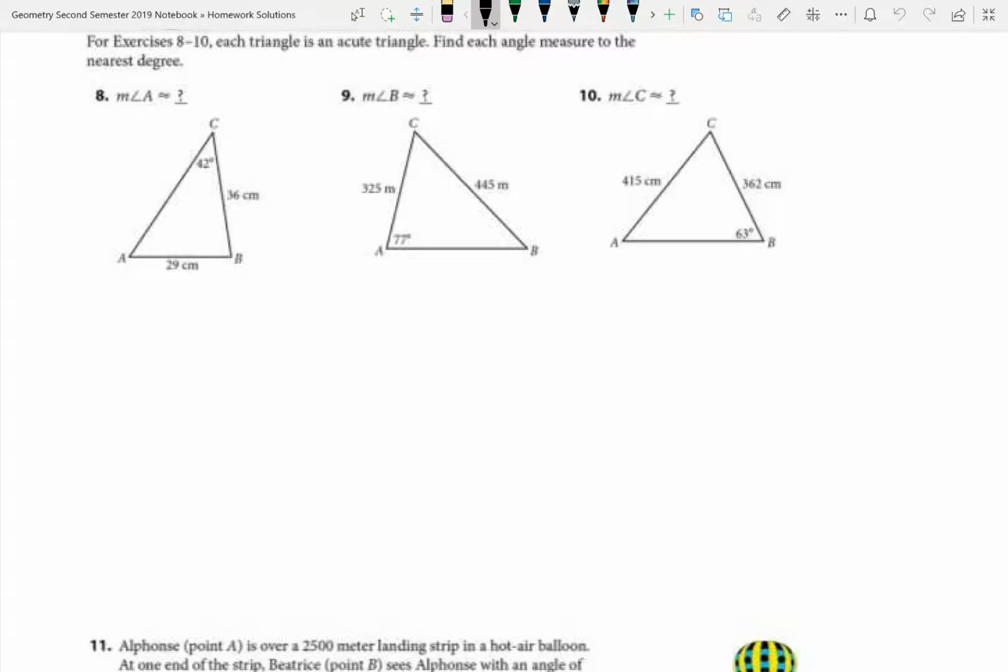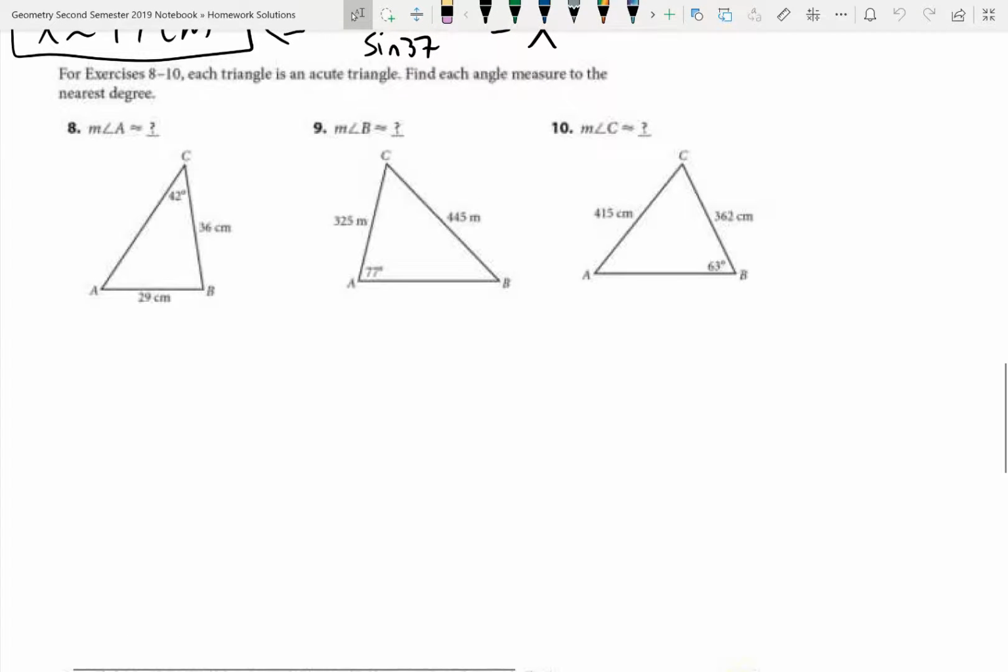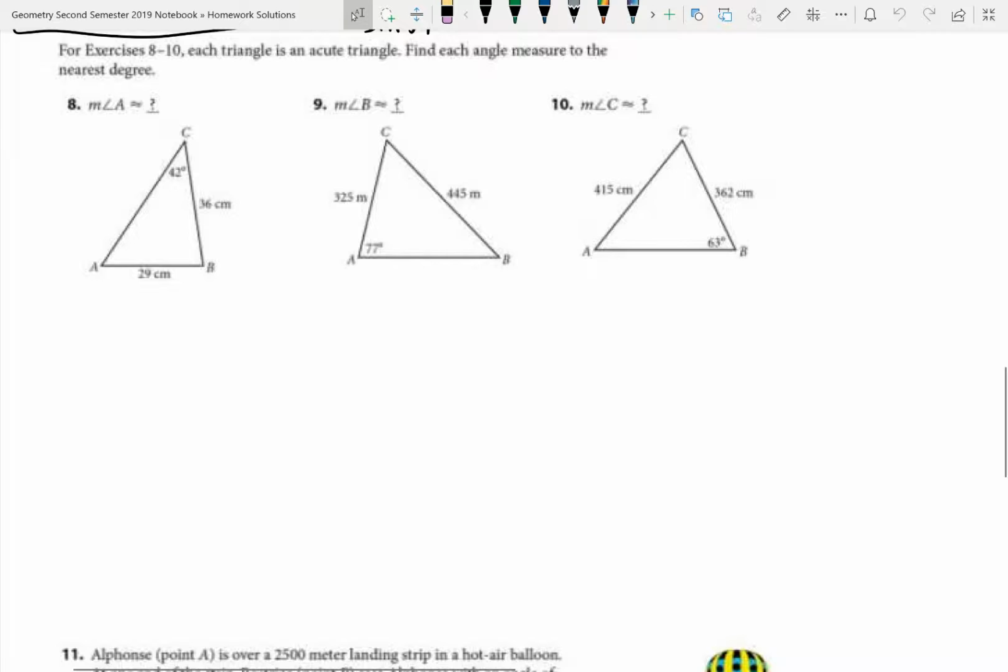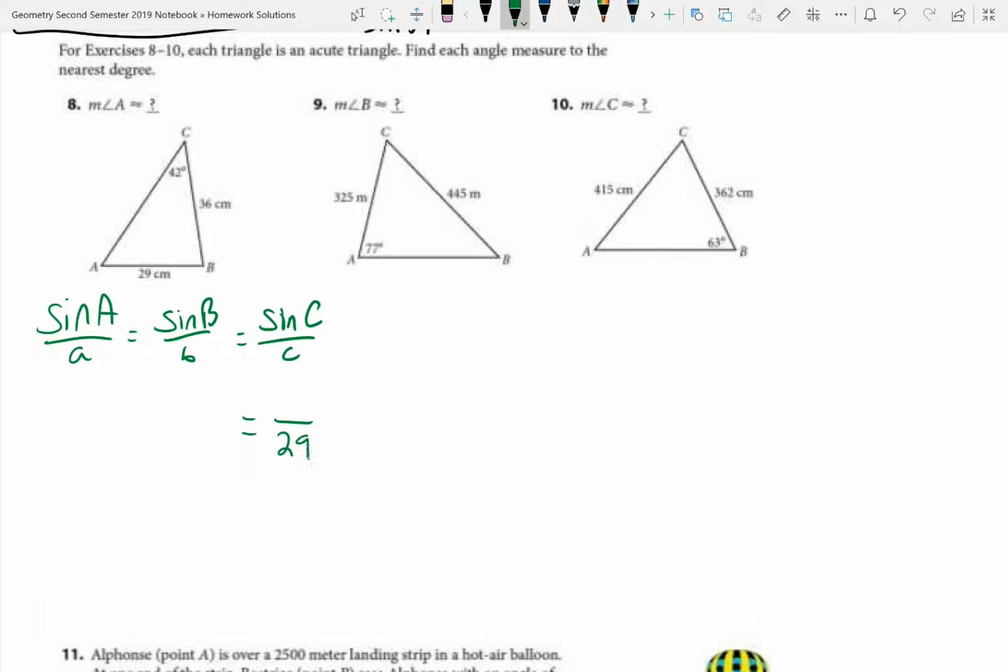And again, for this problem, we are using the law of sines, which was sine A over A equals sine B over B equals sine uppercase C over lowercase c. It's nice about these, they're actually labeled A, B, and C. So it looks like I have sine C and side C, so this will be 29 and then sine of 42 degrees. And it says to find each angle measured to the nearest degree.